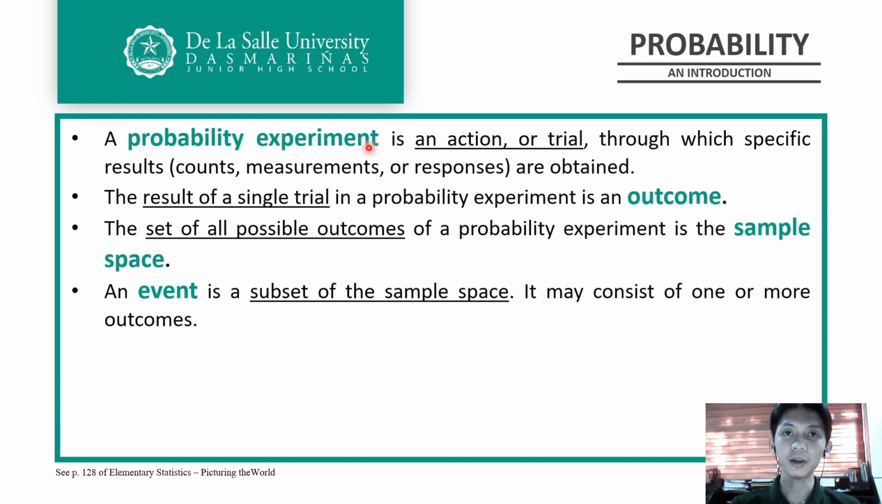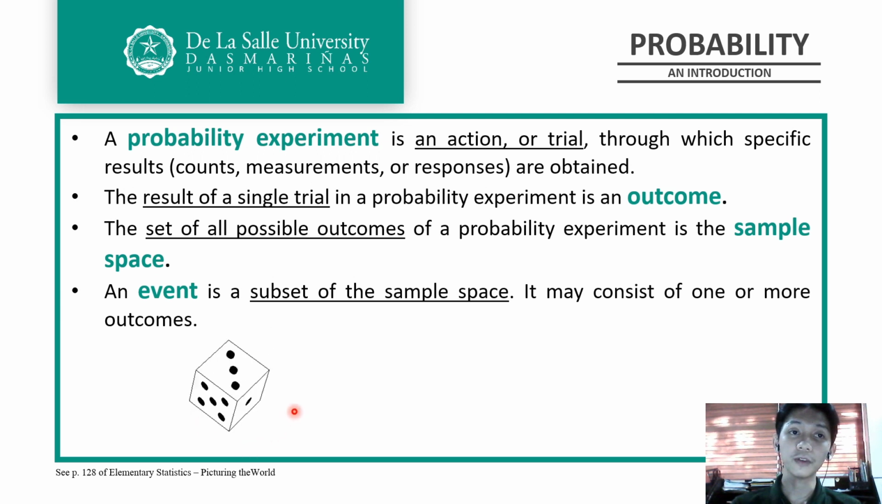A probability experiment is an action or trial through which specific results are obtained. The result of a single trial is called an outcome. The set of all possible outcomes is the sample space, and an event is a subset of the sample space. It may consist of one or more outcomes.